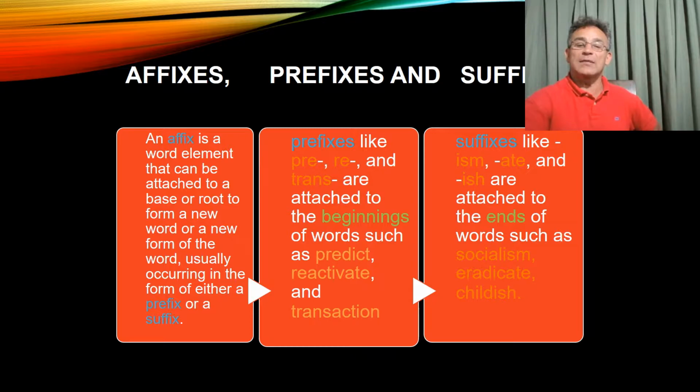An affix is a word element that can be attached to a base or root to form a new word or a new form of the word, usually occurring in the form of either a prefix or a suffix. Prefixes like pre, re, and trans are attached to the beginning of words such as predict, reactive, and transaction. Suffixes like ism, ate, and ish are attached to the ends of words such as socialism, eradicate, childish.